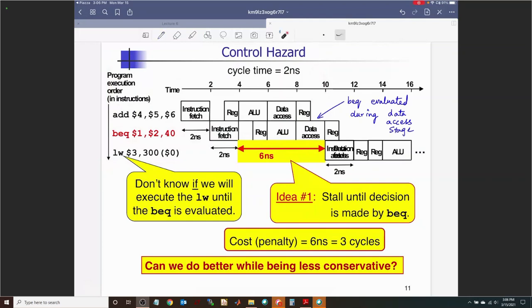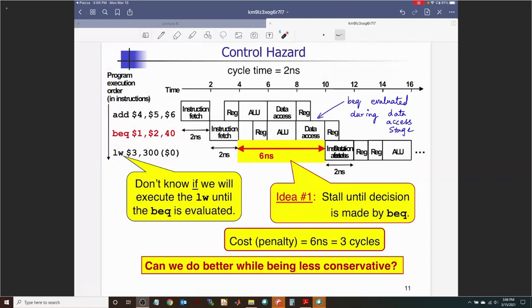So until then, I don't even know whether I want to start working on the load word instruction or not. Suppose I stall things, suppose I delay things until my branch instruction is evaluated, that would mean I could have started working on load word here. Instead, I'm starting to work on load word here, right? So that would mean a 6 nanosecond stall because of this control hazard.